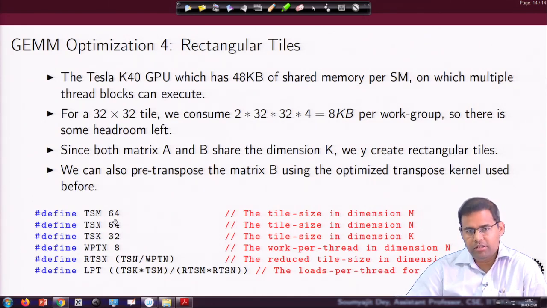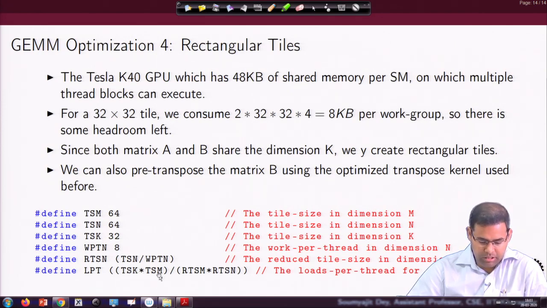what is the reduced tile size in the dimension? As you can see, since I have more work per thread, the tile size in dimension n would be the actual dimension divided by the work per thread. So, in general, what is the total number of loads per thread for a single tile? How many loads do you really have to do in a single tile? Well, you multiply the tile size in dimension k by the tile size in dimension m, and you divide it by the reduced tile size, for both the dimensions.